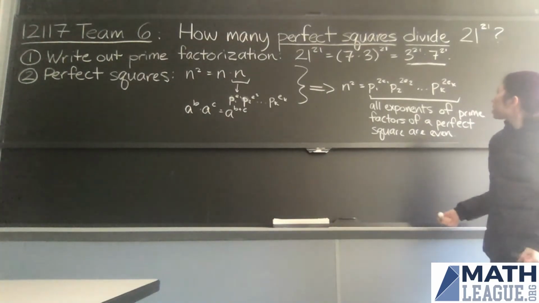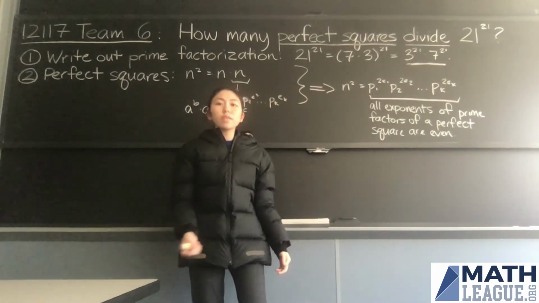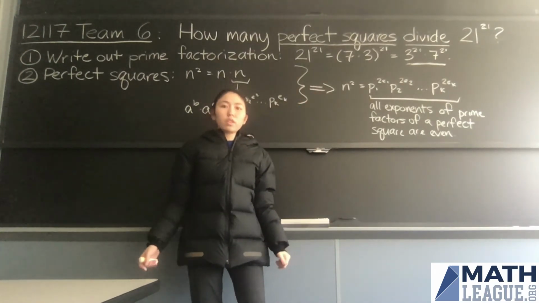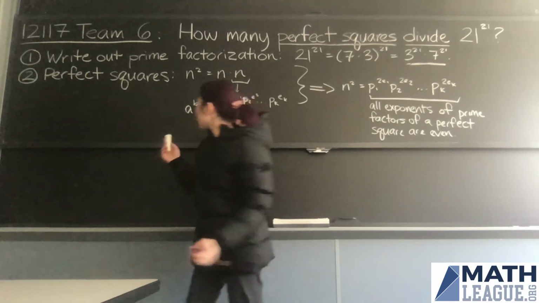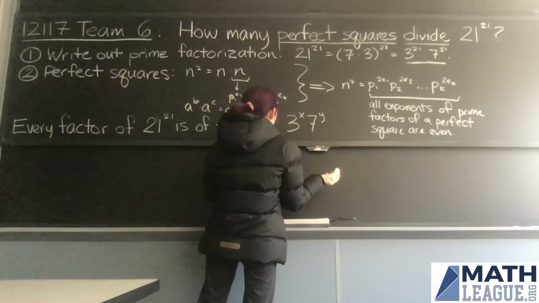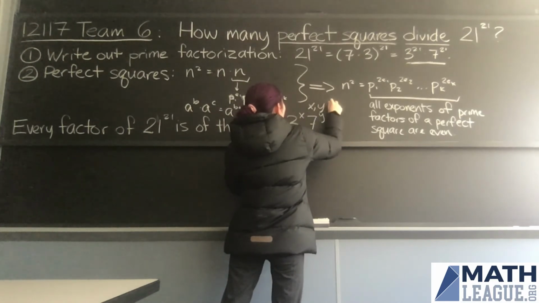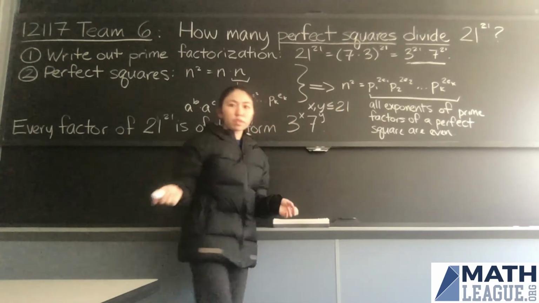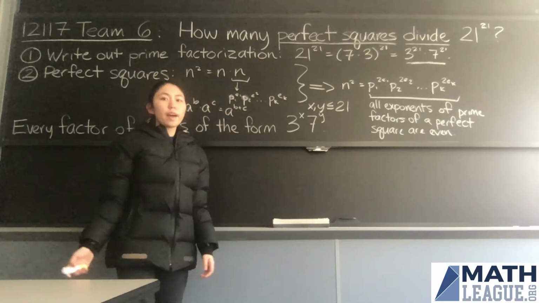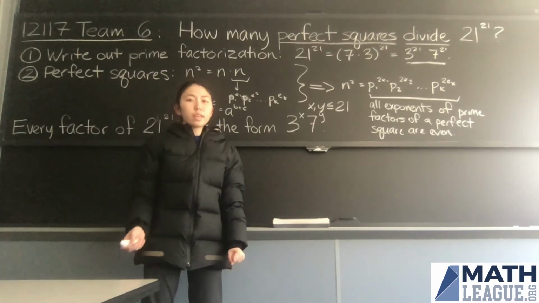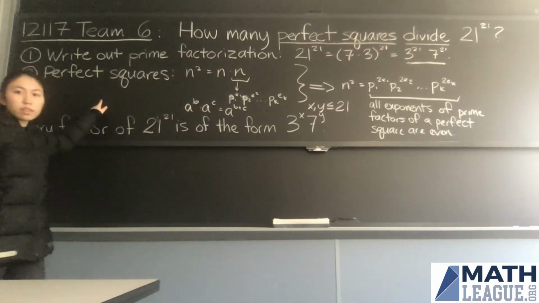All right, so each perfect square factor, or any factor at all, that divides 21 to the 21st power is going to have factors of 3 and 7. So let's write this down, of the form 3 to the x times 7 to the y. And of course, we also know that x and y are less than or equal to 21. All right, cool. So we have our form of each of our factors. Now we need to think about how to use this. And then that means that we have to think about perfect squares again.